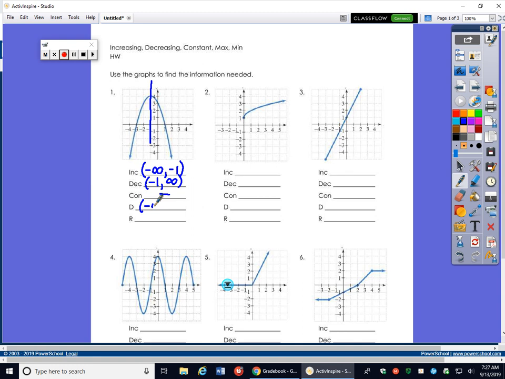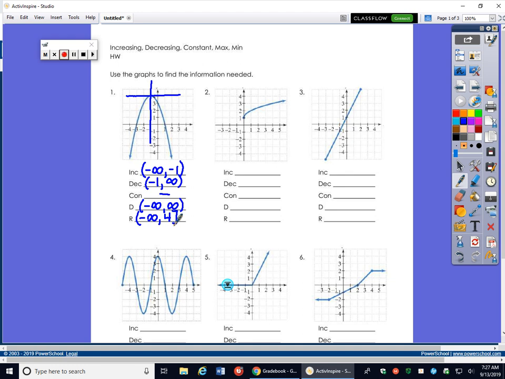The domain is negative infinity to infinity because it starts and ends in the forever, going on forever in both directions. And then your range, its lowest number is at negative infinity because it's coming up from negative infinity, and it goes all the way up to right there at positive 4. That will be a bracket. Domains and ranges definitely use brackets, but increasing, decreasing, and constant, you'll very rarely use a bracket.